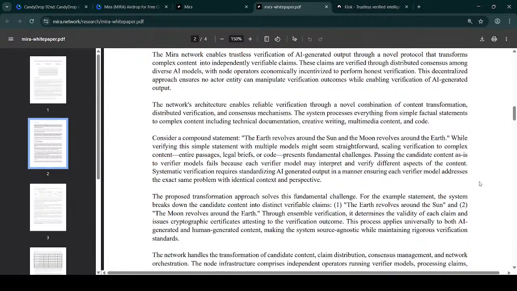So the network architecture enables reliable verification through a novel combination of content transformation, distribution, and verification mechanisms. The system processes everything from simple factual statements to complex content, including technical documentation, creative writing, multimedia content, and code, guys.